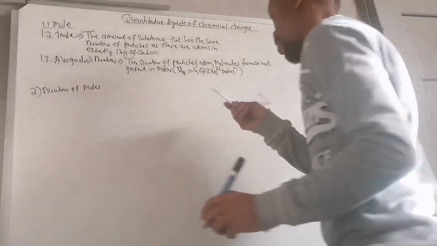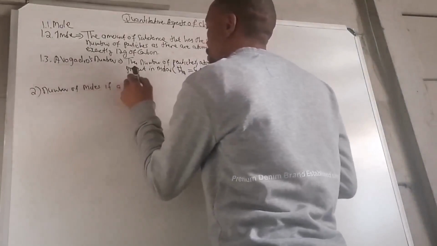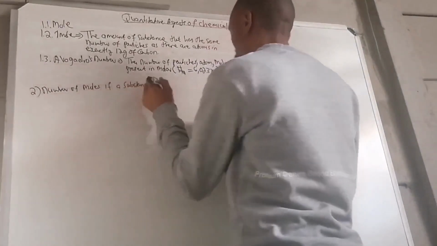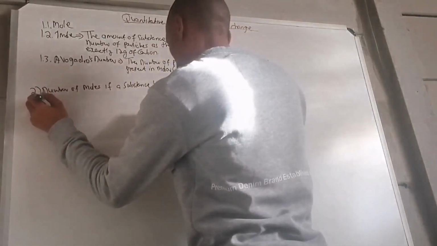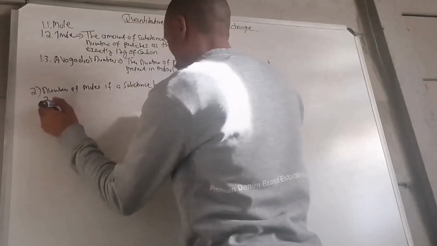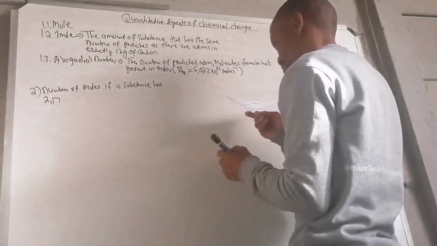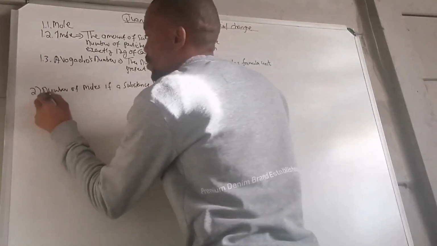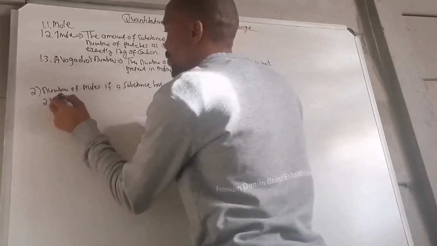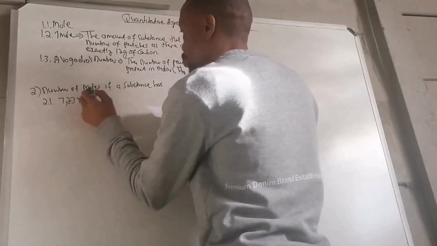Again, the number of moles, if a substance has 2.1 times 7.23 times 10 exponent of 22 particles.